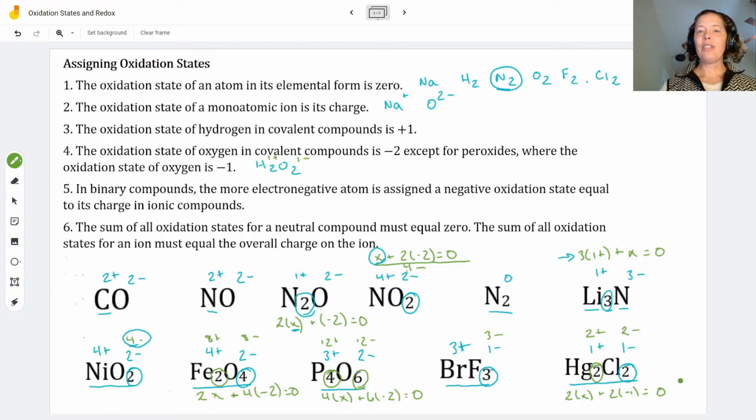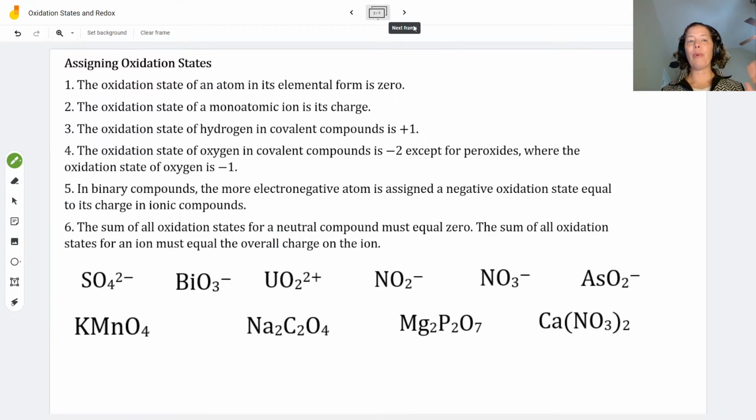Okay, all right, so let's go on to some more practice with the oxidation states, because now I want to dive into compounds that, well, some of these still just have 2 atoms, but the charged compounds and the compounds that have more than 2 elements in there.